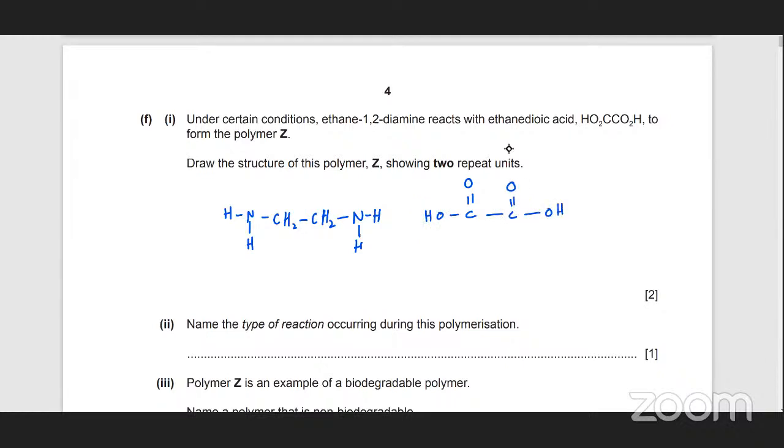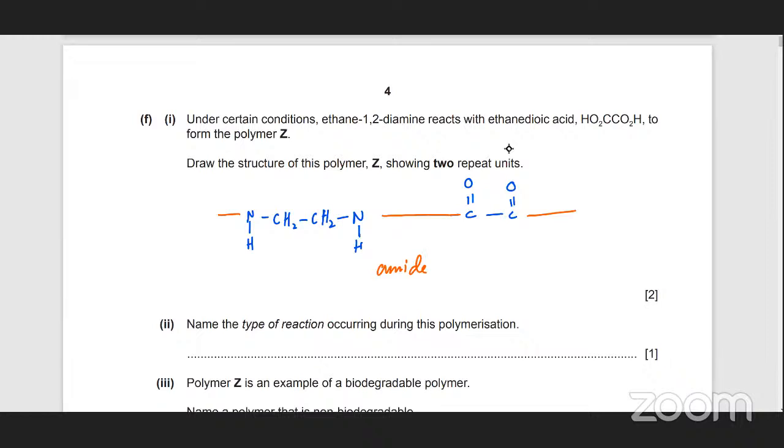So the H and the OH are going to get removed. The OH would be removed, the H would be removed, so you can rub them off. So this H and OH is gone, a water molecule is going to be produced, and they're going to link up. So this is your amide link that is produced.